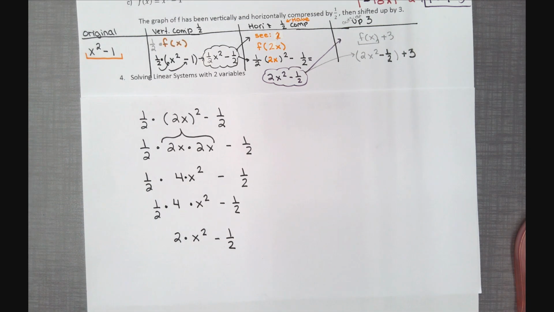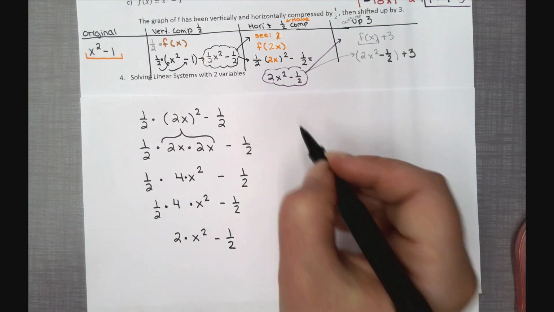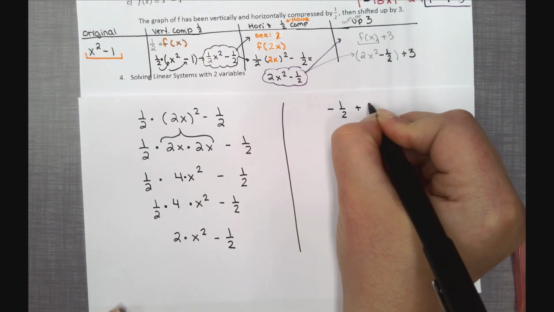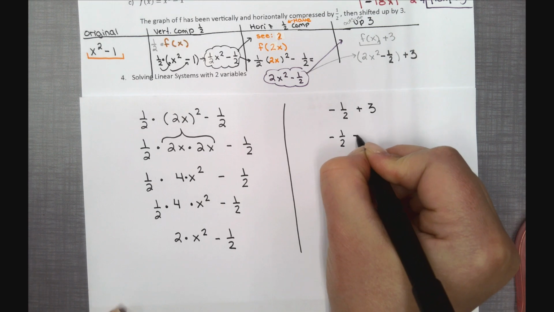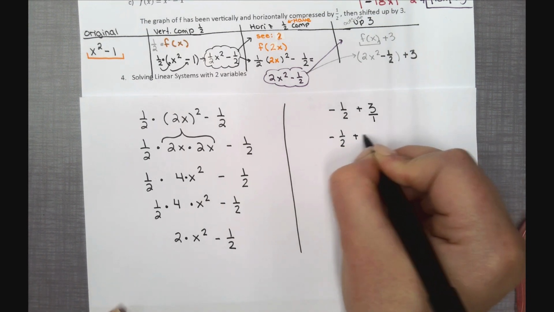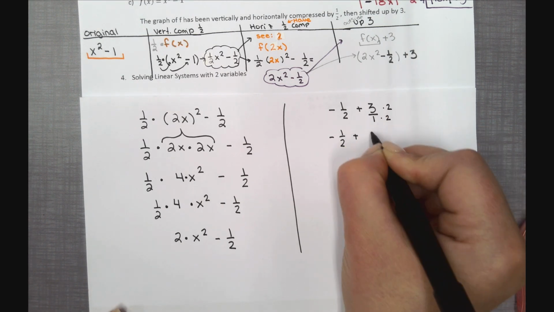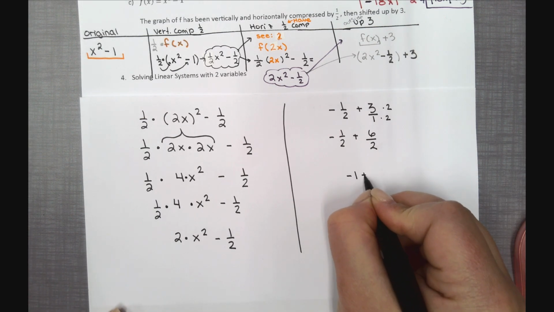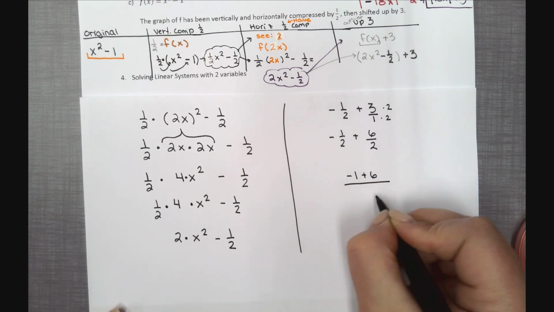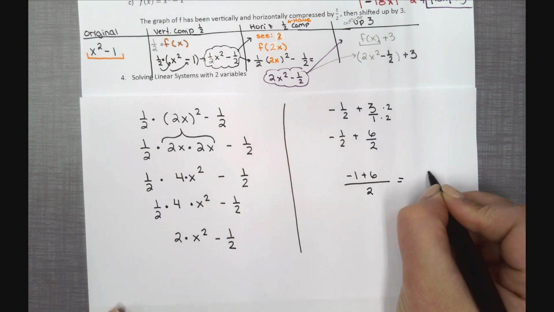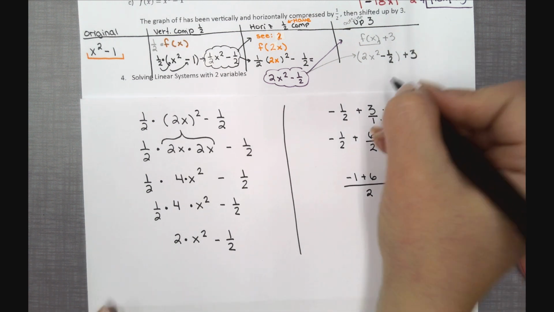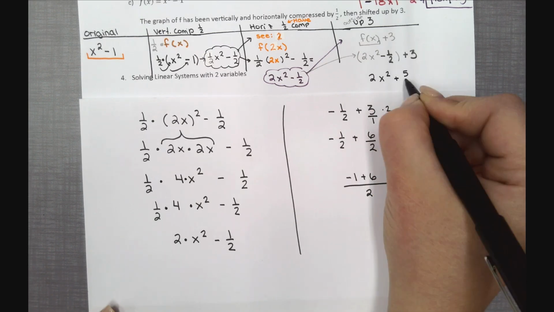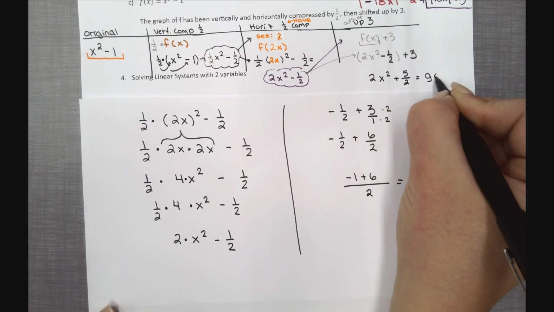If you wish to use a calculator, that is fine. Or you can do this by hand: negative 1/2 plus 3, which is negative 1/2 plus, let's make this over 1. Common denominators, multiply by 2, multiply by 2, I get 6/2, which gives me negative 1 plus 6, or 6 minus 1/2, which gives me 5/2. So for my final answer, 2x squared plus 5/2 is equal to g of x.